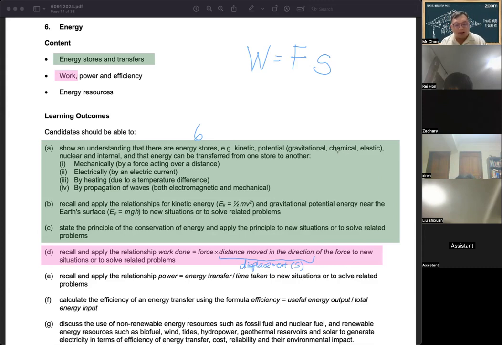So previously, do you remember what energy means? Previously, I actually explained what energy is. Energy is required for things to work.